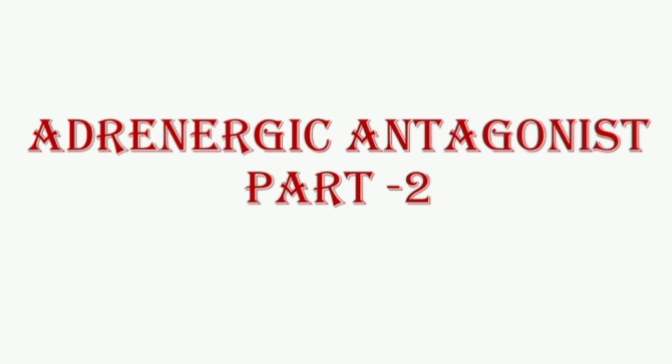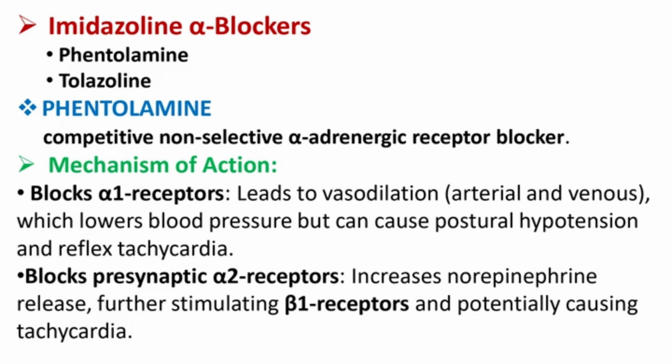Today we are discussing Adrenergic Antagonists Part 2, imidazolines and alpha blockers. This classification I mentioned for the easiness of our study. In this section, mainly two drugs are discussed here, phentolamine and tolazoline. These two drugs come under non-selective alpha adrenergic receptor blockers. From this section, we can understand the mechanism of action. It mainly blocks the alpha-1 receptors and also the alpha-2 receptors.